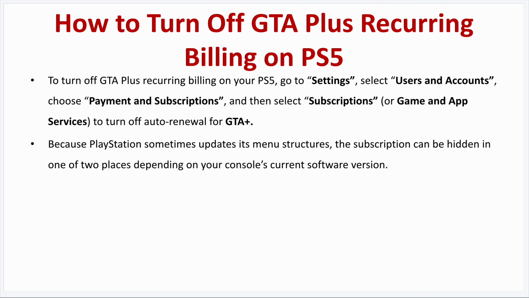To turn off GTA Plus recurring billing on PS5, you can go to the settings, select user and account. Now choose payment and subscription and then select subscription or game and app services to turn off auto renewal for GTA Plus. Because PlayStation sometimes updates its menu structures, the subscription can be hidden in one of two places depending on your console's current software version.